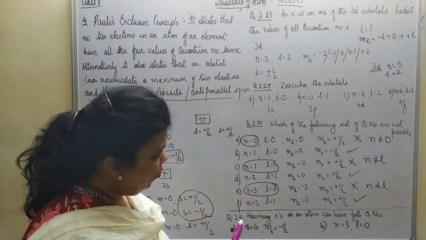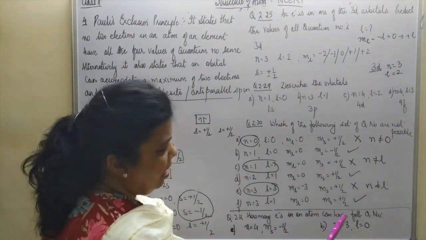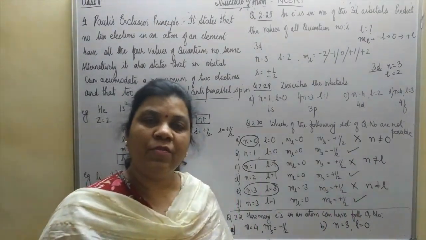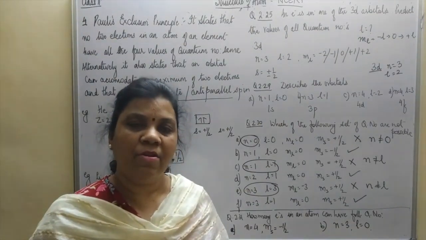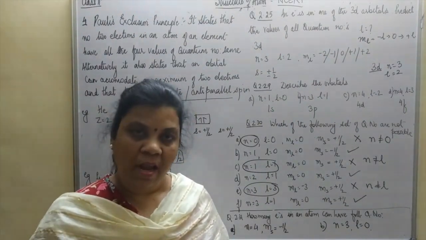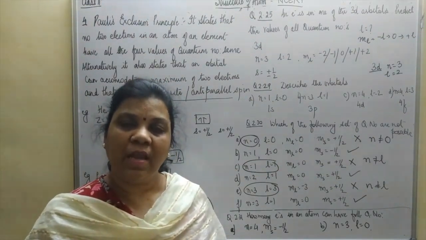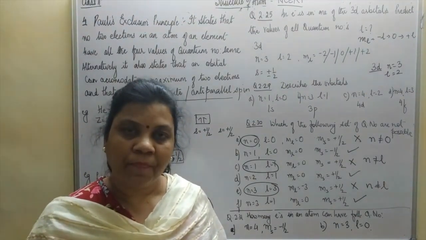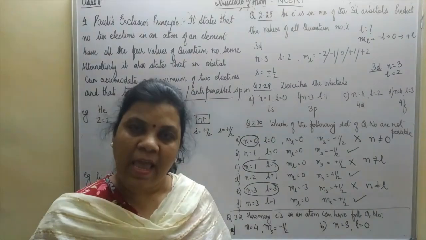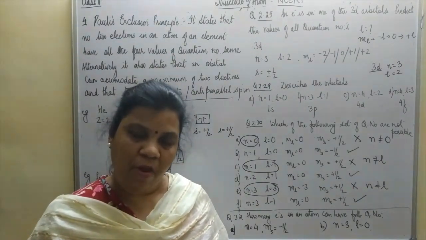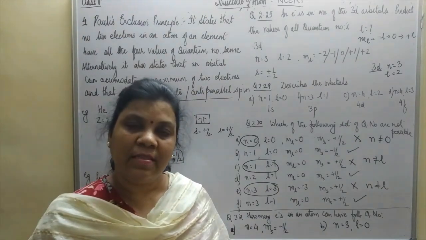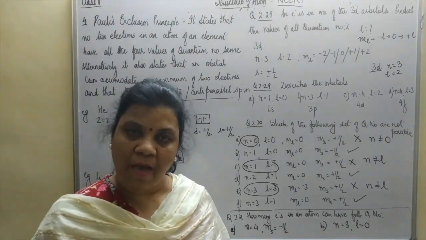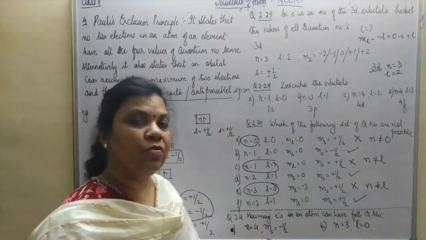Let us talk of question number 2.31. How many electrons in an atom can have the following quantum numbers? n equals 4. That means the n=4 energy level, that is the shell, and the number of electrons that can be accommodated in a shell is calculated by the formula 2n squared. For this shell, the n value is 4, and 4 squared is 16, and 16 into 2 is 32. Altogether 32 electrons will have the value of n equals 4.